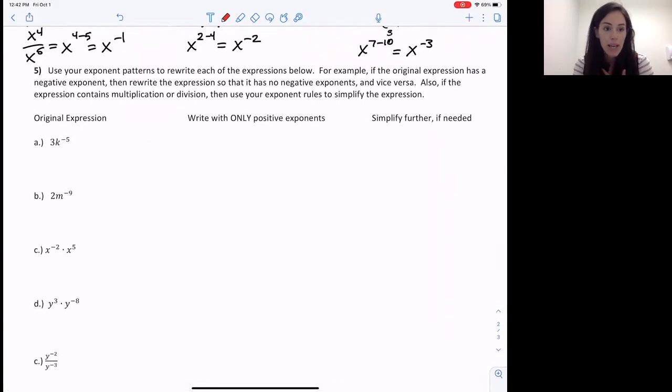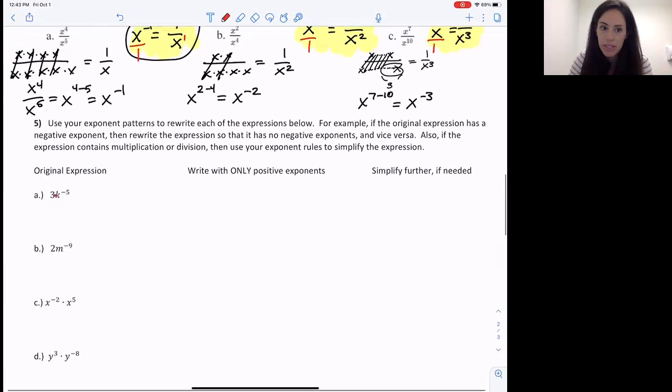I'm going to do one, and then I'm going to pause and give you a chance to try one. Okay, using those steps. So first, for letter A here, I'm first going to write it only with positive exponents. I'm going to get rid of any negative exponents. Well, I have 3 times k to the negative 5.